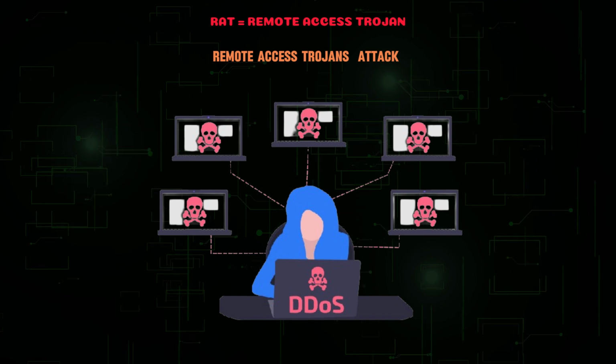Launching distributed denial-of-service attacks. When attackers have remote access Trojans deployed on a large number of user devices, they can use these devices to flood a target server with fake traffic. Users are commonly unaware that their devices are used for DDoS, although an attack can result in network performance degradation.